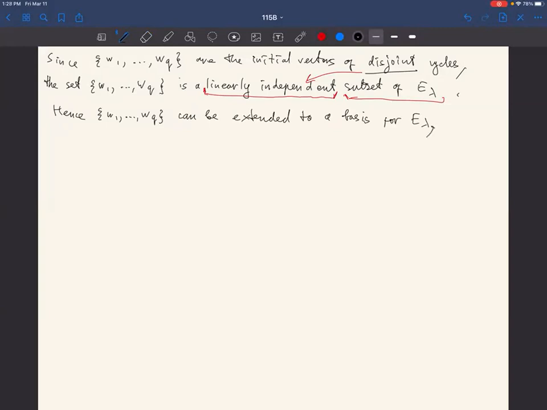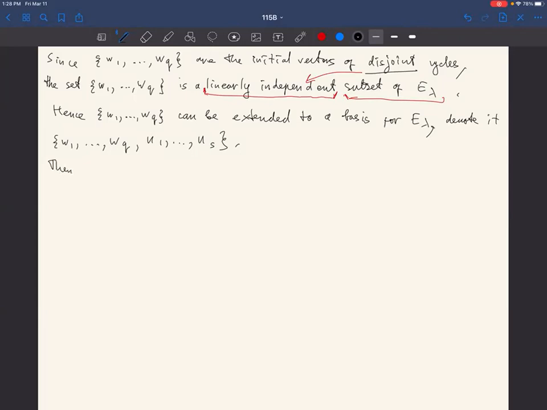And let's write this basis as follows. It starts with these vectors W1 through WQ that we were already given, and then we just add some more vectors, which I'm going to denote as U1 through US. Because again, the dimension of E lambda might be bigger than Q, so we might have to add some vectors in order to get a basis. Of course, it's a finite list because everything is finite dimensional. So in particular, E lambda is finite dimensional. Okay, so we got the basis for E lambda.